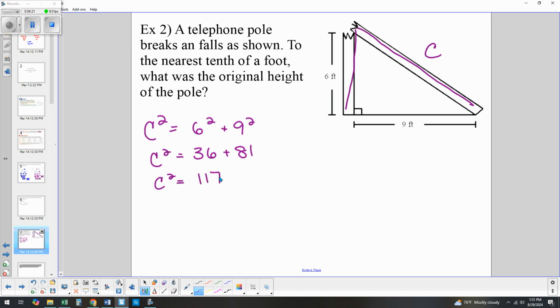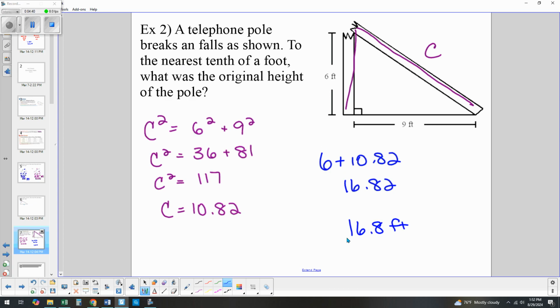C squared is the square root, or c is the square root of 117. So c is 10.82. So that means the height is really 6 plus 10.82, or 16.82. And they said to the nearest tenth of a foot, so we'll say 16.8 feet.